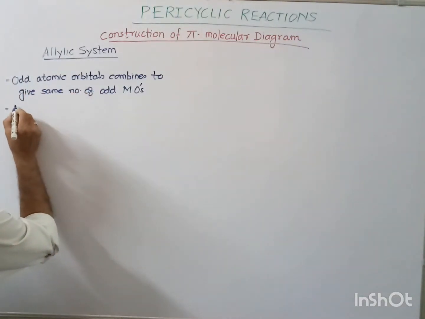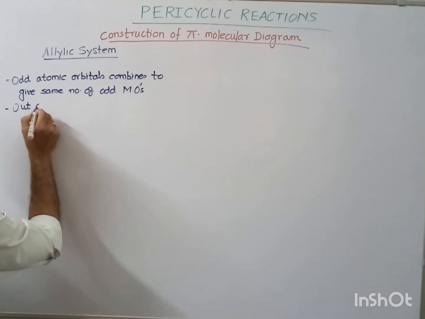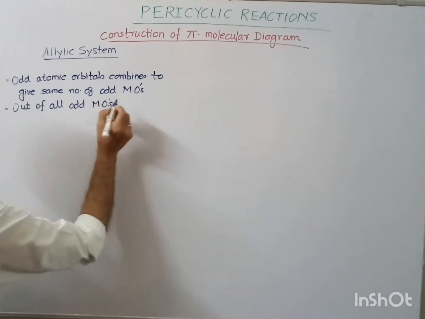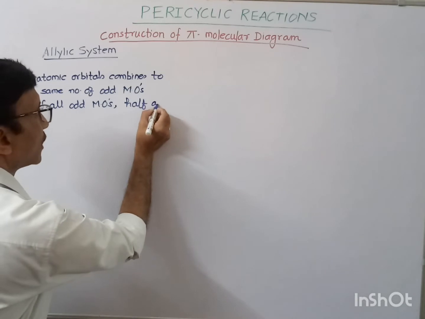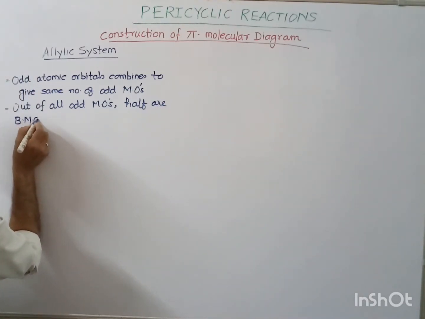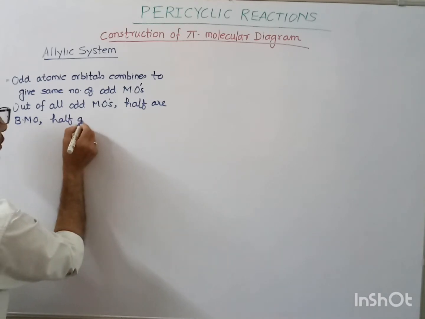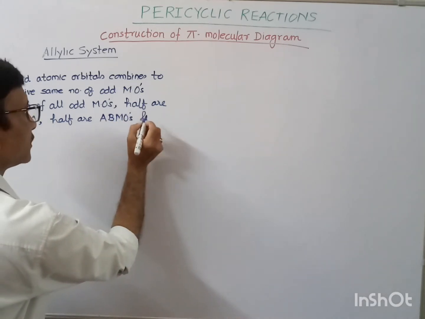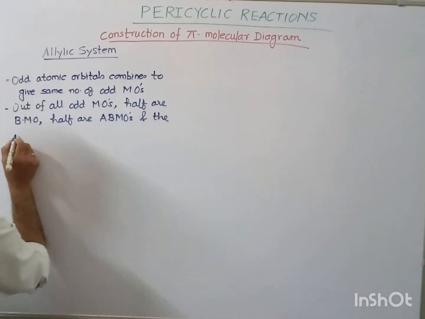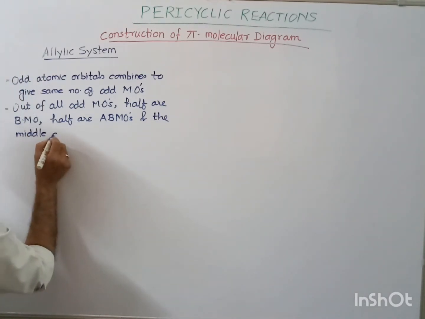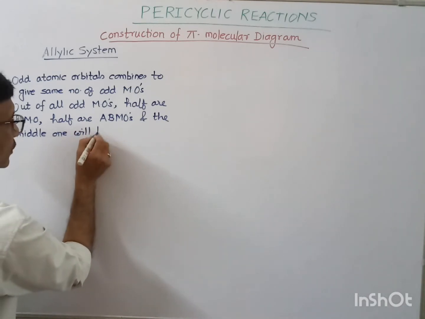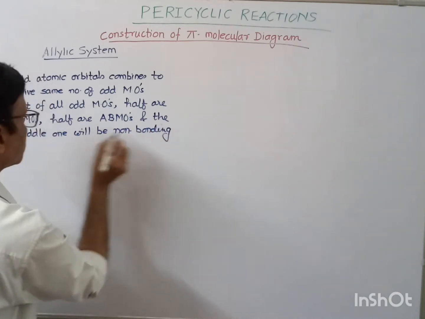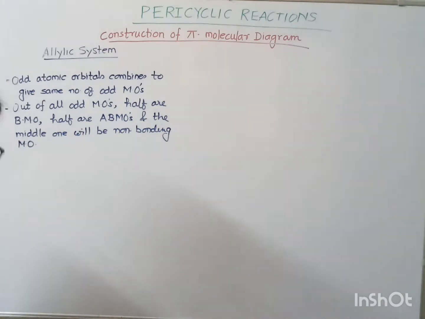So out of all the odd molecular orbitals formed, half are bonding molecular orbitals, half are anti-bonding molecular orbitals, and the middle one will be the non-bonding molecular orbital. Okay, so this is the second rule.